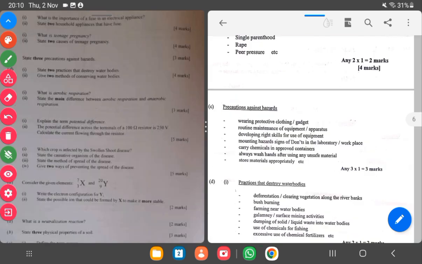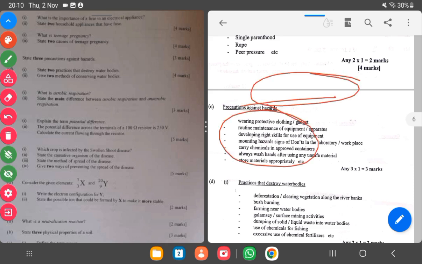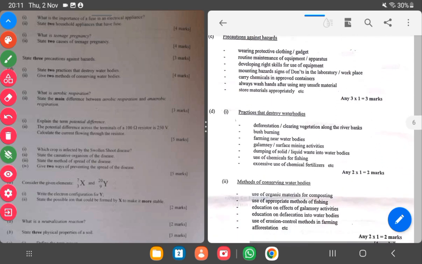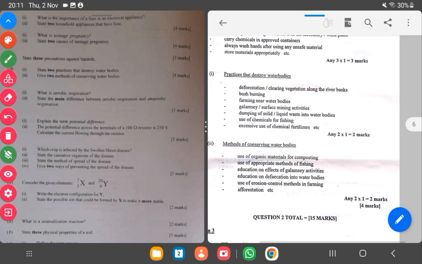State 3 precautions against hazard. So precautions against hazard. So anything that can cause danger, what are you going to do to prevent that danger? Wearing protective clothes, routine maintenance, developing the right skills, maintaining hazard signs, carrying chemicals in approved containers, washing hands after handling unsafe material, and so on. Practices that destroy water bodies: deforestation, bush burning.